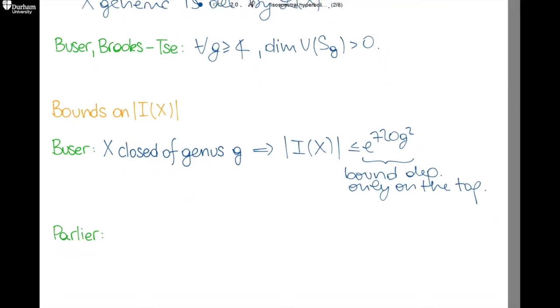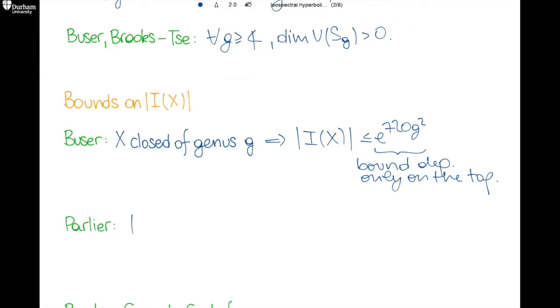And this was actually improved much more recently by Parlier. He proved that this can be brought down to something of the form G to the AG, where A is some explicit positive constant. So you could wonder if it's important actually to have a dependence on the genus. Maybe there's a global upper bound that does not depend on the genus. And this is not the case. So if the genus grows, isospectral families can become bigger and bigger. There's been plenty of constructions. I would like to mention what the best one is.